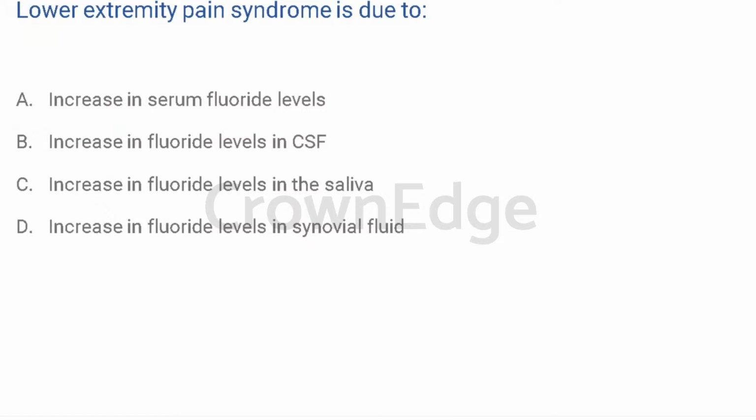Okay, so it is basically the increase in the serum fluoride levels. Now, what exactly is this lower extremity pain syndrome? It is basically seen as periarticular foot pain. Okay, and usually the patients present with tenderness, and it has been described in the large joints. So if it is described in large joints, the basic culprit is not the synovial fluid or the CSF, it is the serum fluoride levels. Okay, high concentrations of serum fluoride cause something called lower extremity pain syndrome.